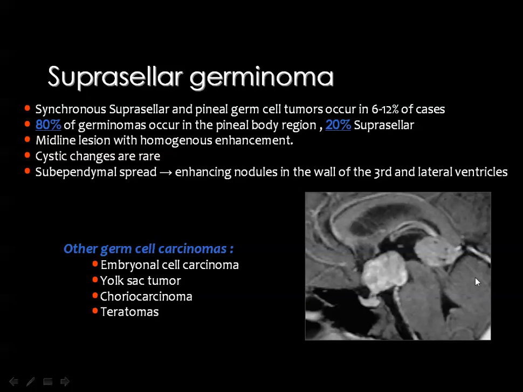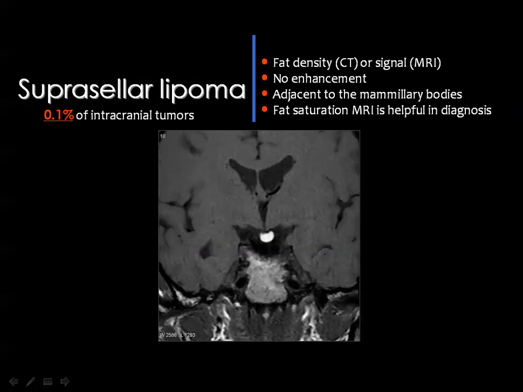But whenever you see another lesion in the pineal body, then the diagnosis should be germinoma: germinoma in the pineal body, and germinoma in the suprasellar area. Then other germ cell tumors that can be seen here, like embryonal cell carcinoma, yolk sac tumor, choriocarcinoma, and teratomas, but germinoma is one of the well-known lesions here.